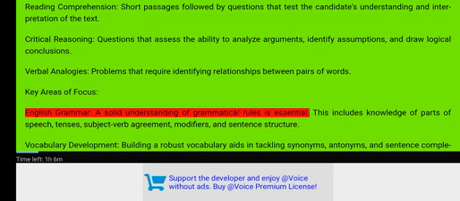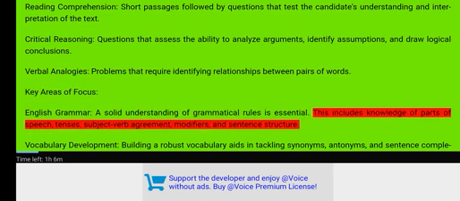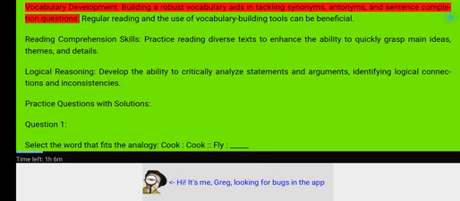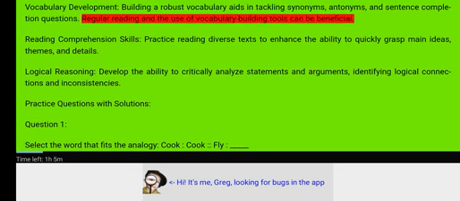Key areas of focus. English grammar. A solid understanding of grammatical rules is essential. This includes knowledge of parts of speech, tenses, subject-verb agreement, modifiers, and sentence structure. Vocabulary development. Building a robust vocabulary aids in tackling synonyms, antonyms, and sentence completion questions. Regular reading and the use of vocabulary building tools can be beneficial.